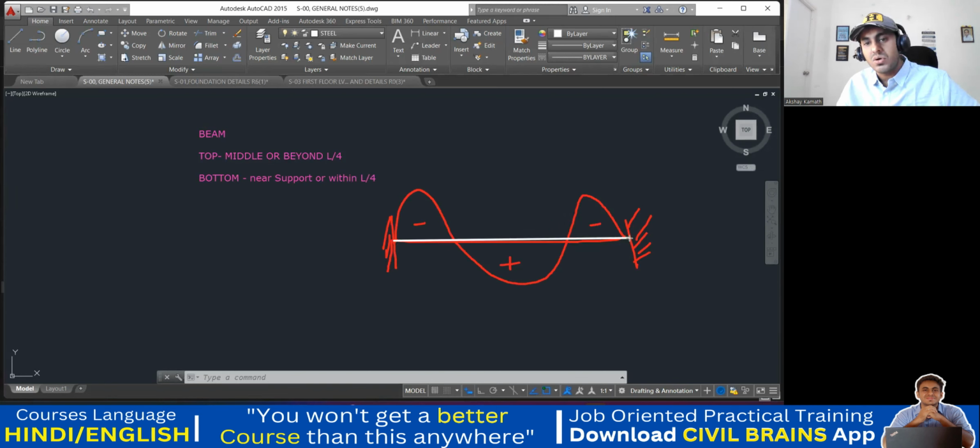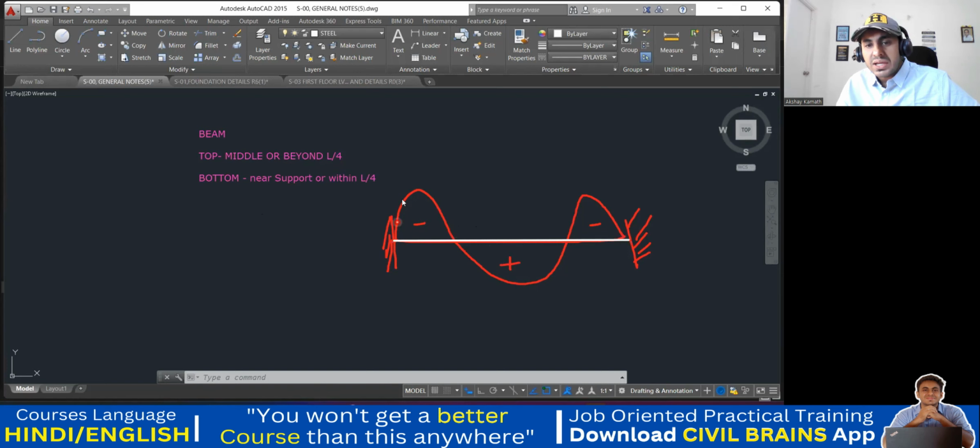This particular line I'll draw. This is my top bar. Whatever we are getting above this is my top bar. Whatever I'm getting in the bottom is my bottom bar. So top, middle or beyond L/4. That means for whatever bar you are going to lap at the top, you should lap here at the center.